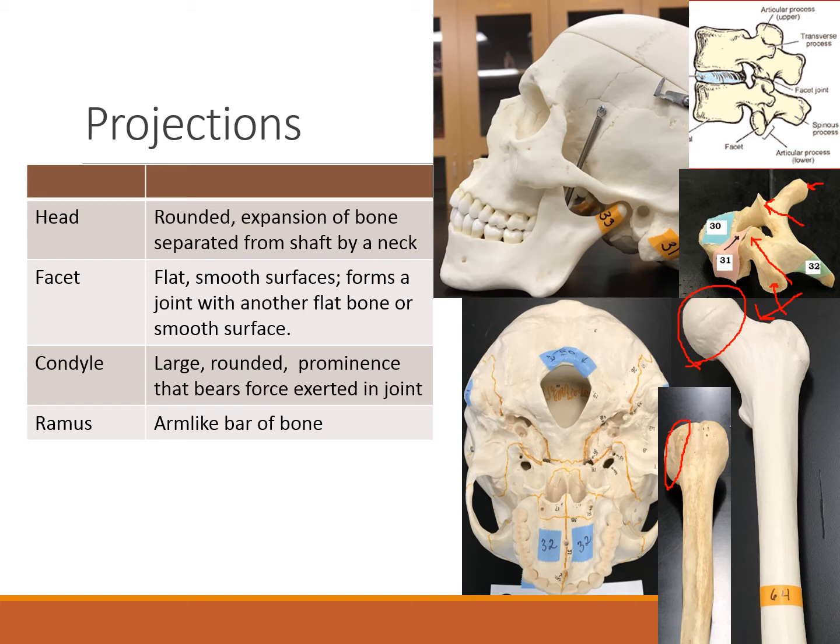In this image, you can see how the facets fit together for these lumbar vertebrae. So you can see that you have an articular process, a superior articular process, that interlocks with the inferior articular process of an adjacent vertebra.